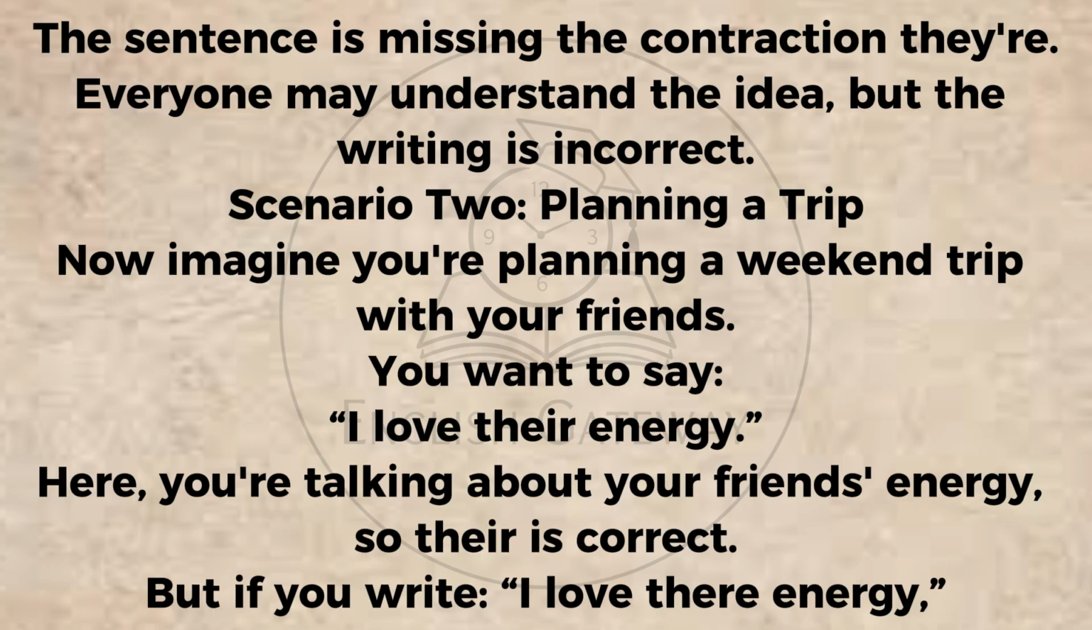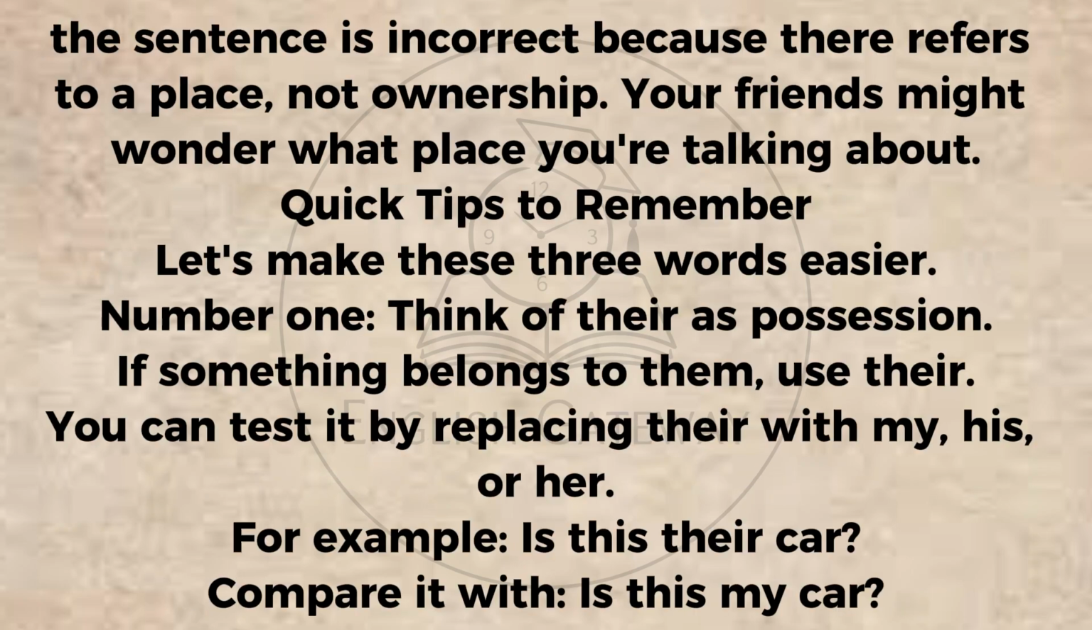Scenario 2. Planning a trip now. Imagine you're planning a weekend trip with your friends. You want to say, "I love their energy." Here, you're talking about your friend's energy. So their is correct. But if you write, "I love there energy," the sentence is incorrect because there refers to a place, not ownership. Your friends might wonder what place you're talking about.